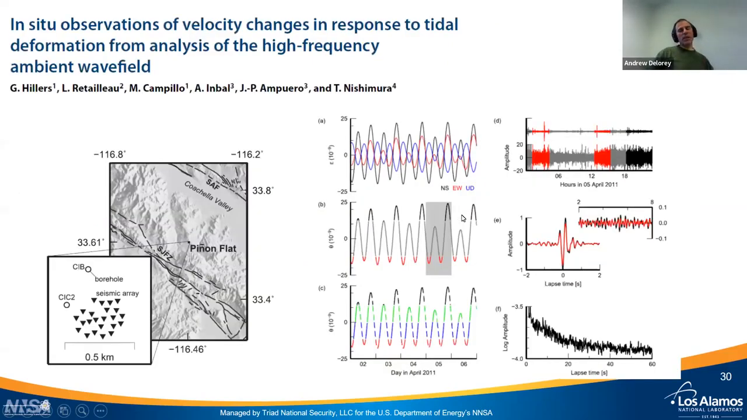So this is a study in Pinyon Flats in California. There's an array of seismic instruments, using empirical Green's functions to measure changes in travel times over the course of seismic cycles. What we're looking at here is the tidal strains in these three axes, north-south, east-west, and up-down. What we can do in this study is create empirical Green's functions from different parts of the cycle and then compare them, to see if there are any velocity differences that are associated with this tidal strain cycle.